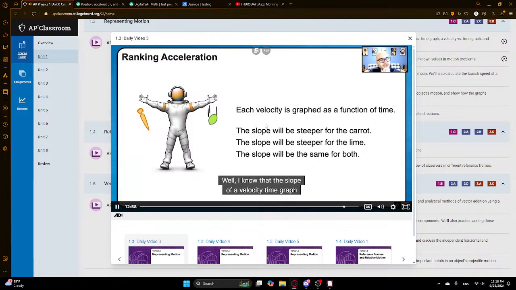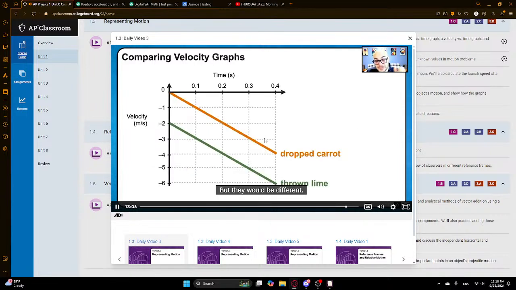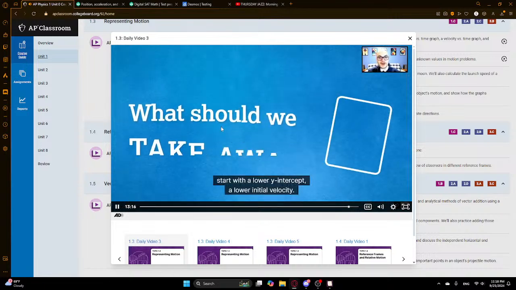Well, I know that the slope of a velocity-time graph is acceleration, so of course they would have the same slope. But they would be different. If the lime were thrown downward, its velocity versus time graph would start with a lower y-intercept, a lower initial velocity.